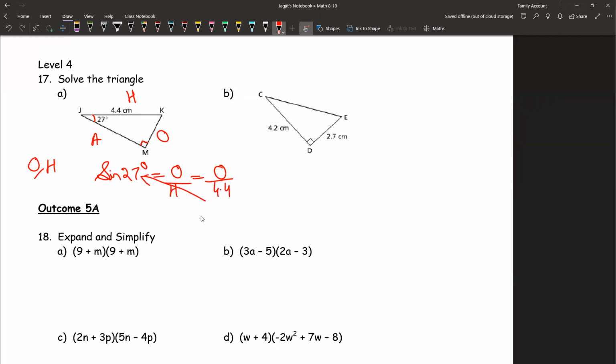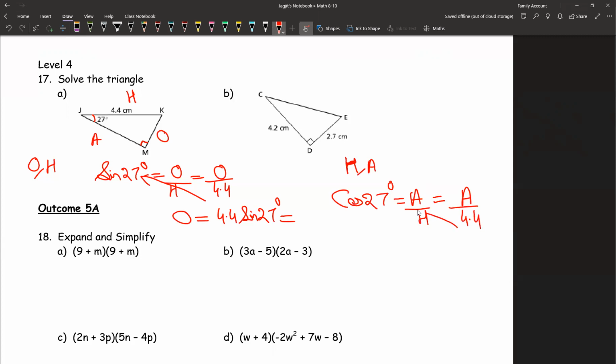Cross multiply. So we get opposite is 4.4 times sine 27. Guys, 4.4 times sine 27 is how much? Punch it in, you get your answer. If you want to find adjacent, then you say, okay, H is given to me, and now I got to find adjacent. So now we have to use cos. We'll say cos 27 is adjacent over hypotenuse. And adjacent is what we're looking for. Hypotenuse is 4.4. So again, you would cross multiply. So 4.4 times cos 27 will give you your adjacent. Fairly simple.